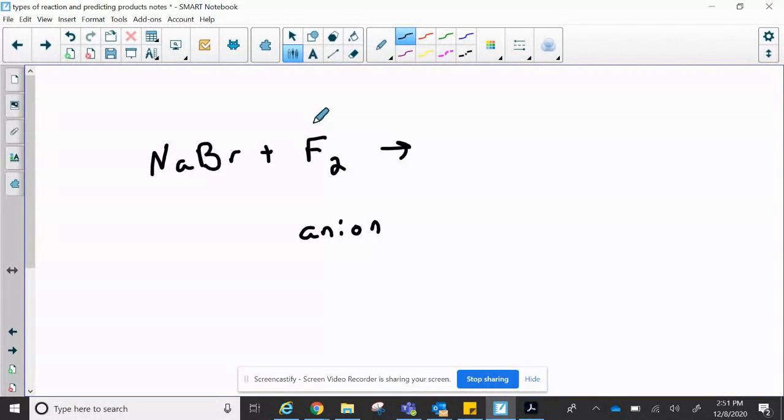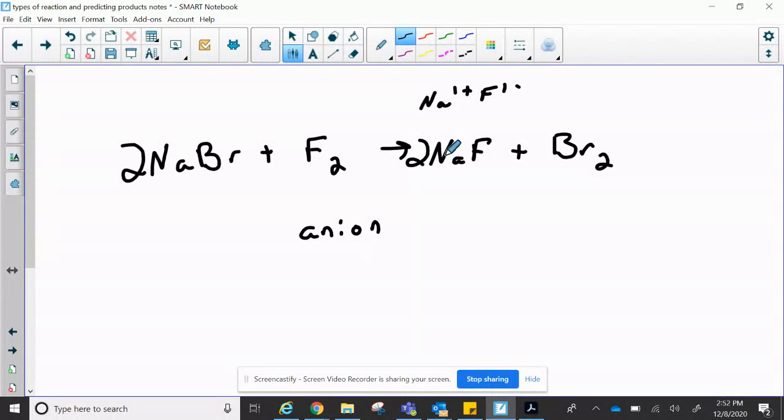So what happens here is our F comes in and takes the place of our Br. So Na1+, F1-, so we've got NaF plus. Now bromine's going to come out here alone, and it's a diatomic, so it's going to get its 2, and I think we're balanced there.